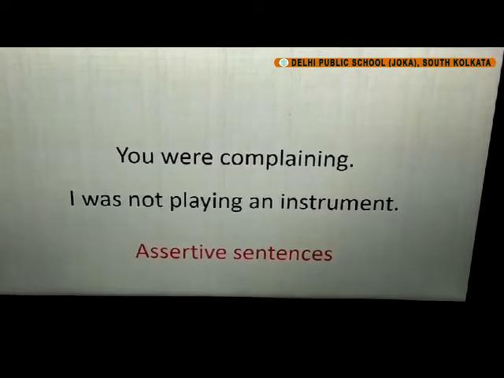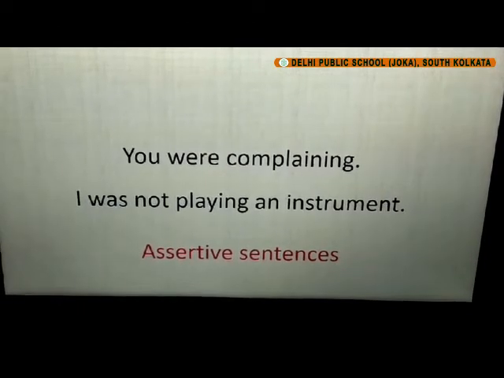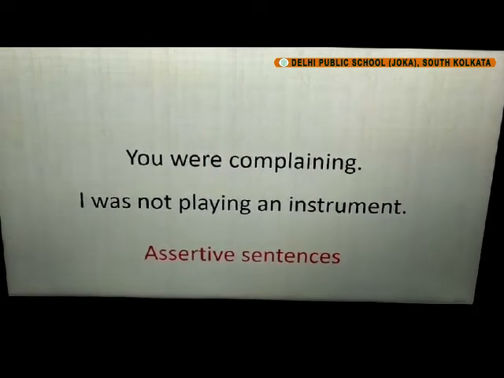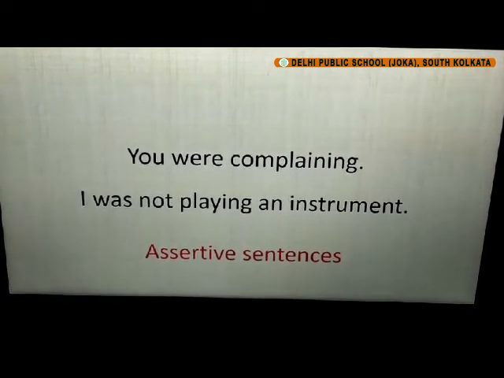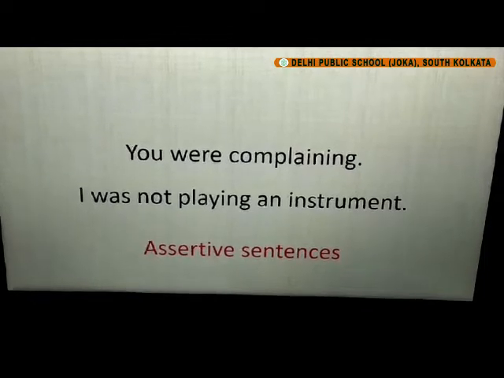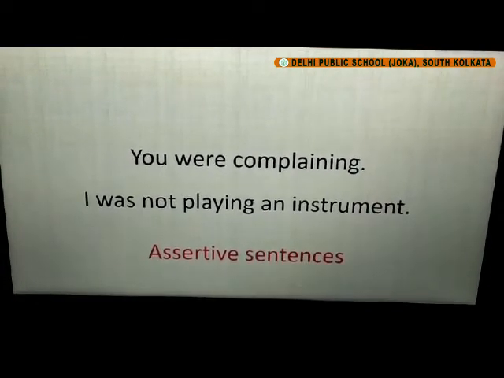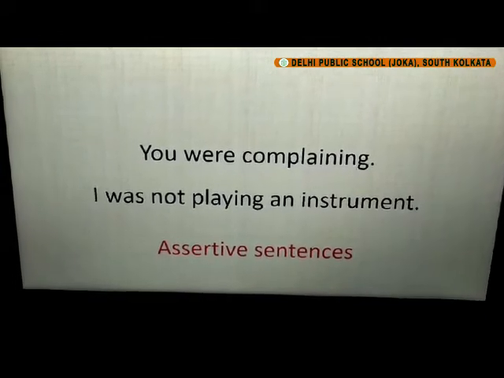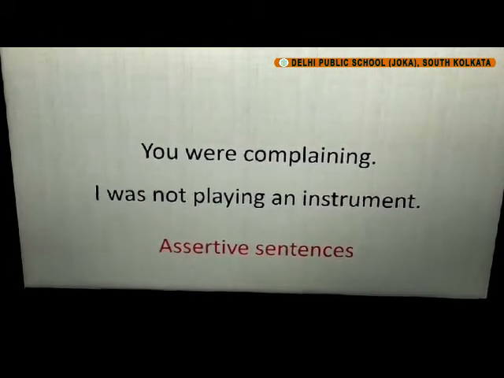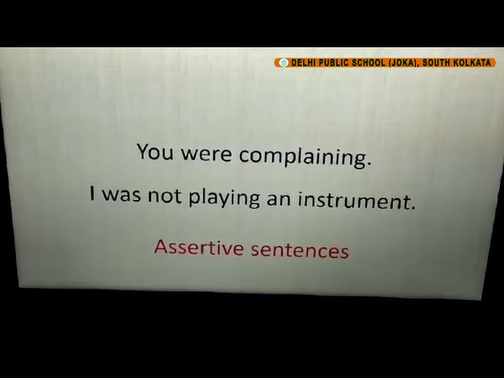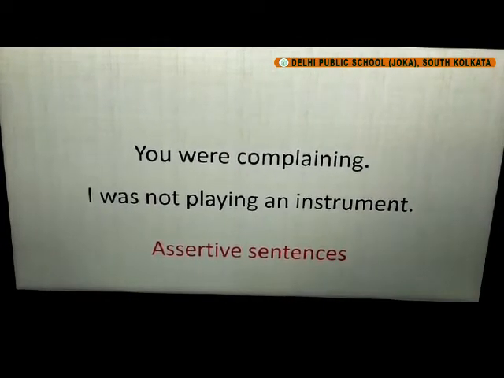You were complaining. Now, this sentence tells you something positive because it affirms something. That is, it declares an idea to be true. On the contrary, if you look at the next sentence, I was not playing an instrument. This sentence negates an idea. That is, it tells you that something is false.